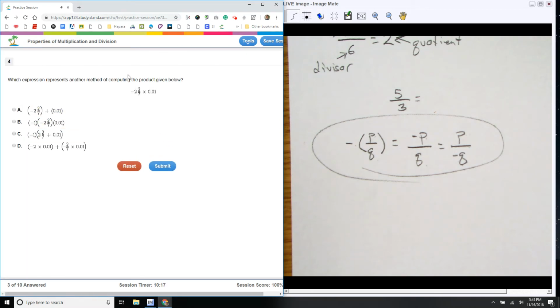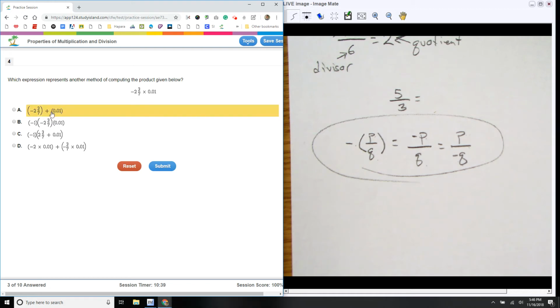Number 4, which expression represents another method of computing a given product below? So our product, the thing we're multiplying, is negative 2 3/7 times 0.01. So it's another way to write that. Well, I have a whole bunch of options here. So let's see. This is negative 2 3/7 plus 0.01.